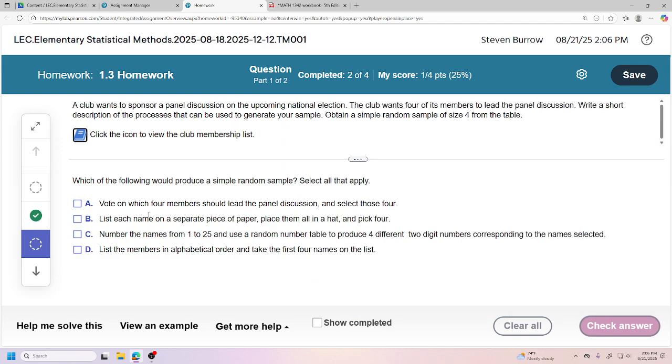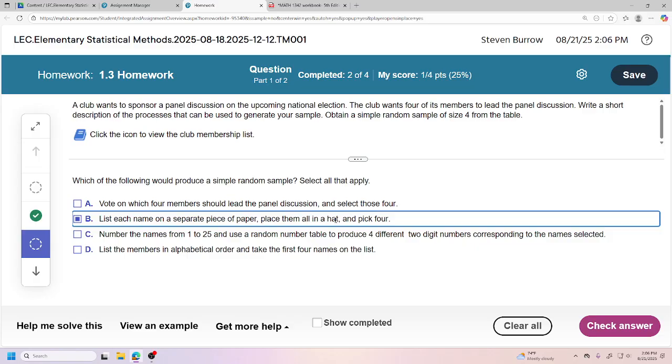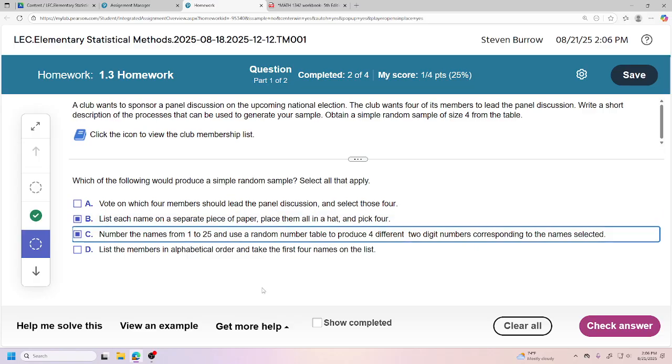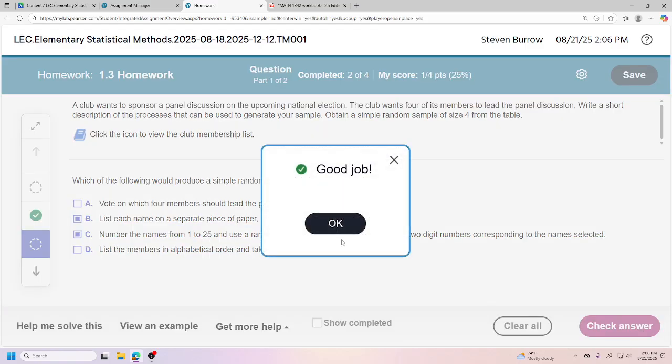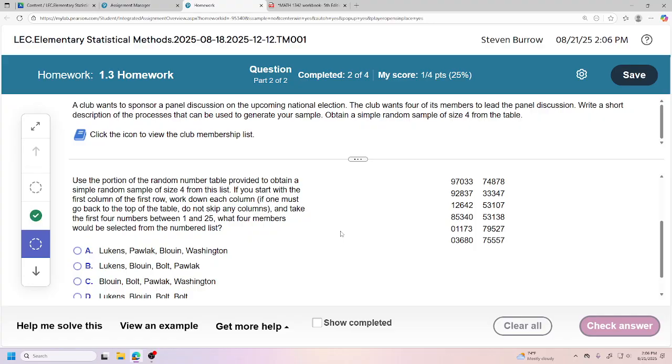So here we go. How do you get a random vote again? We're going to vote for 4 members and select 4. List each of them, put them in a hat, or a random number table, or list them out alphabetically. So those are the 2 they always want. The hat, and there it is. There's your numbers. See, I knew it was in this section. I just had to go to the next click.